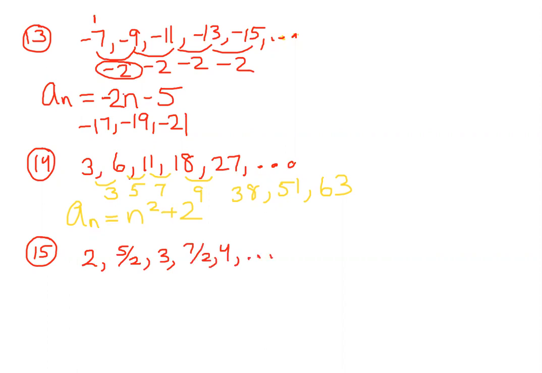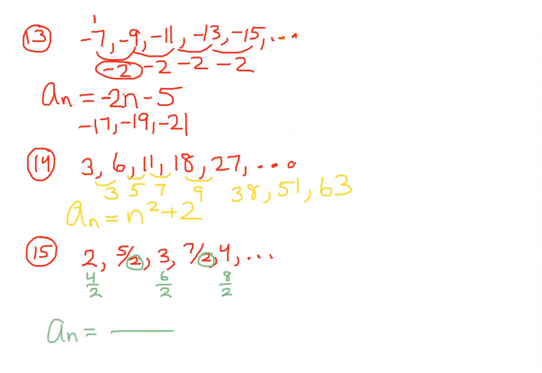What can we do here? Since some of these have 2's on the bottom, I'm going to write all of these numbers with a denominator of 2. Instead of 2, I could write this as 4 over 2. Then we have 5 over 2. I could write this as 6 over 2, 7 over 2, and this is 8 over 2. That might make it a little easier.